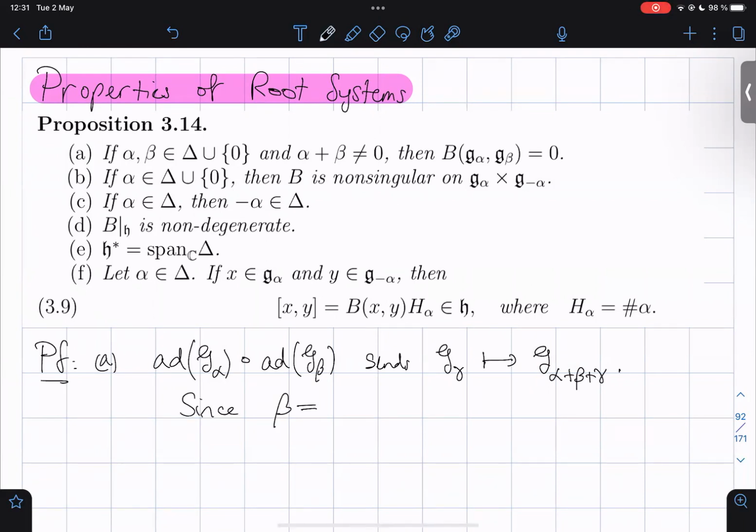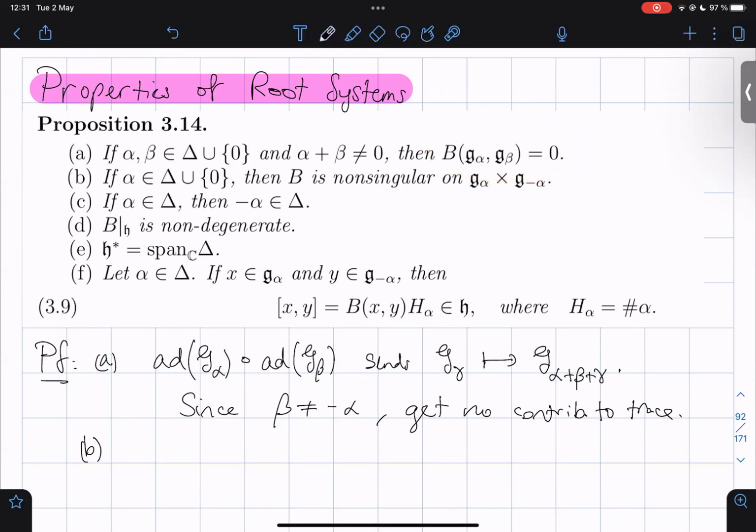So since beta is not equal to alpha, we get no contribution to the trace. And that's it. We get this orthogonality property.